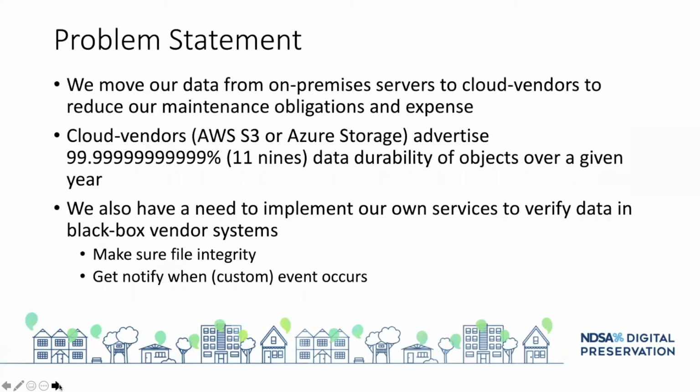So our issue is that we needed to move our data from on-premise servers to cloud vendors in order to reduce all of our maintenance obligations and significantly reduce expense. Cloud vendors such as AWS S3 and Azure Storage advertise a 99.9999, etc. percent of data durability of objects over a given year. However, we want to make sure that we can verify the data from these black box vendor systems. We want to make sure there's file integrity from our version to their version, and also get notifications when custom events occur.